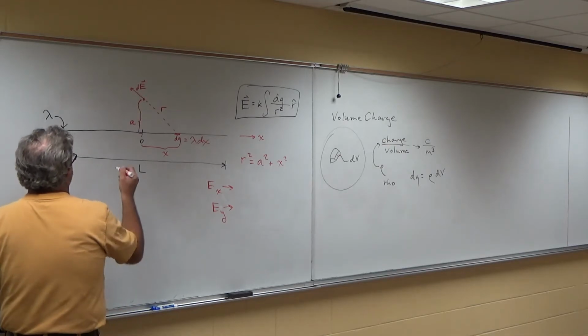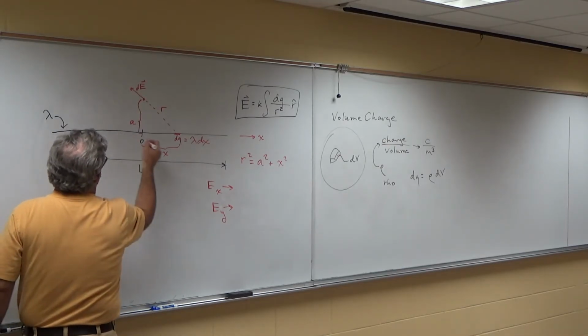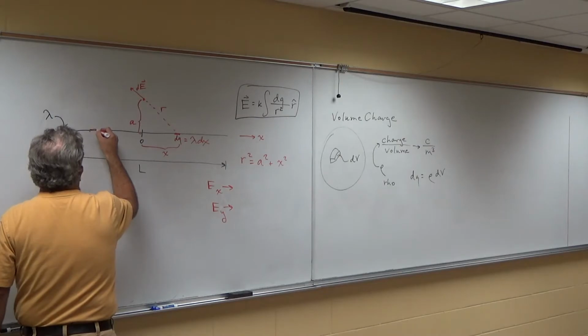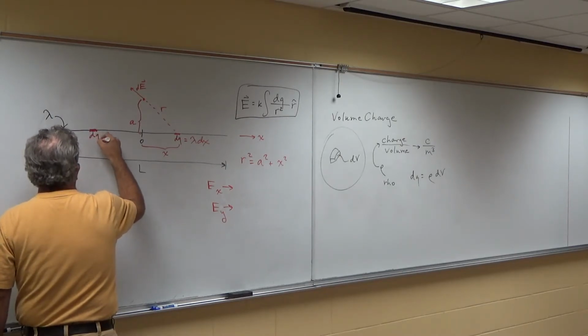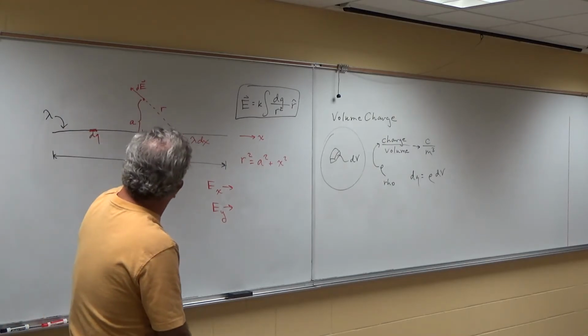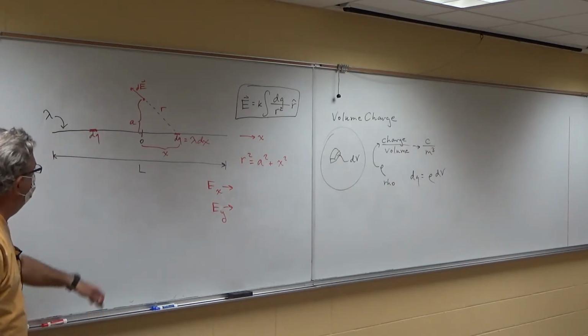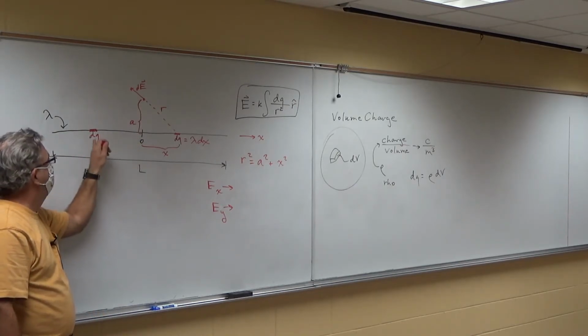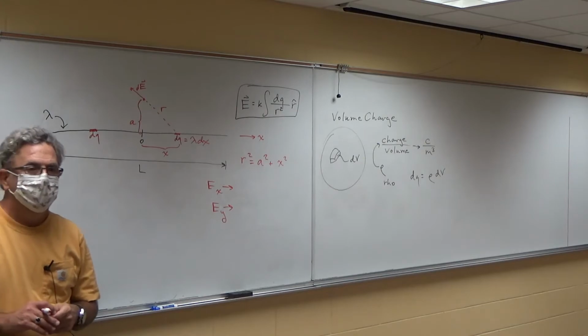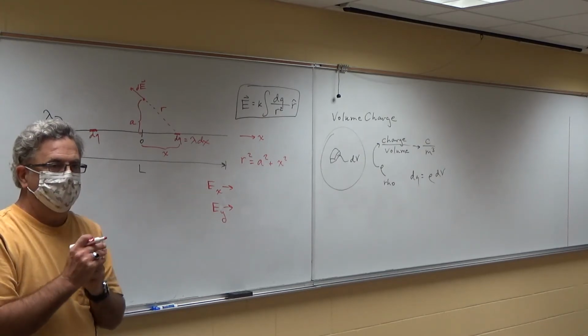Well, I'm going to make a little argument here. You can see if you agree with it. For every bit of dq that I have on the right side of the origin, I have the same bit of dq on the left side. Okay? It's symmetric about the origin.